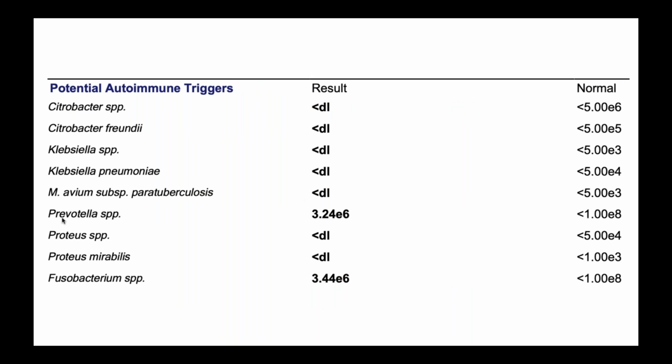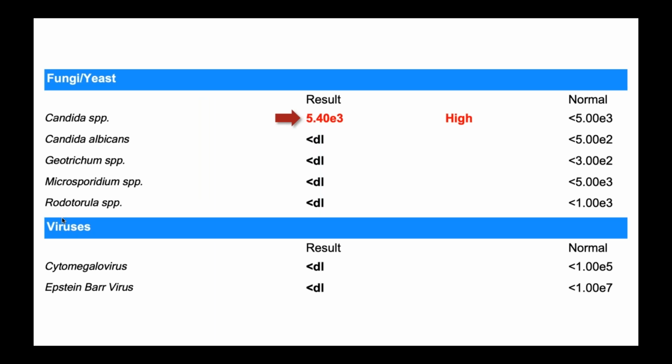Autoimmune triggers was negative. The two here that are detected, Prevotella and Fusobacterium, are common and detected in virtually everyone, so those two are really not notable unless they're officially considered high. In the fungi and yeast section, we can see that in this particular case, Candida was also high. So now we have two fairly significant opportunistic organisms elevated in this patient, who was suspected of having SIBO, but the breath test was negative.